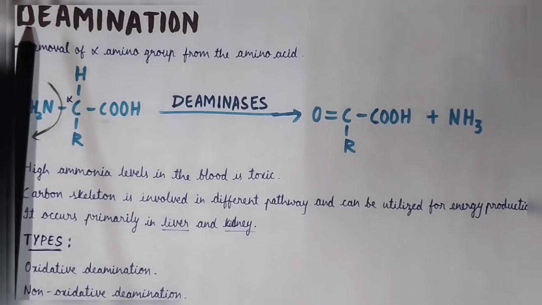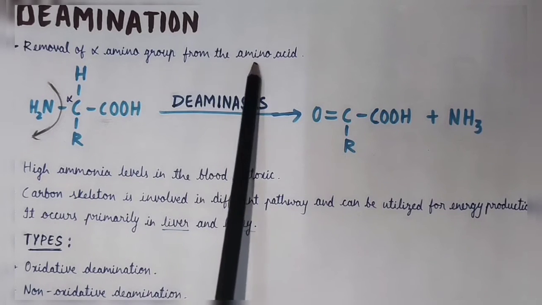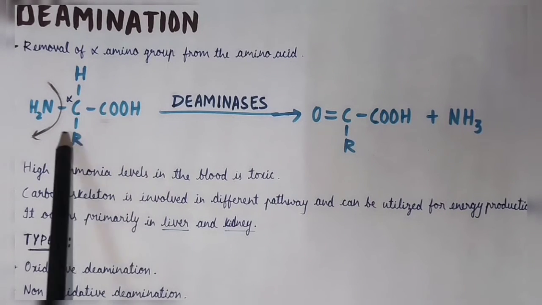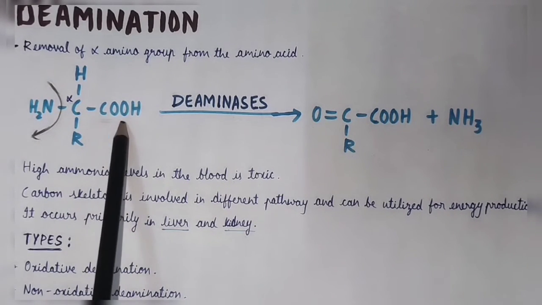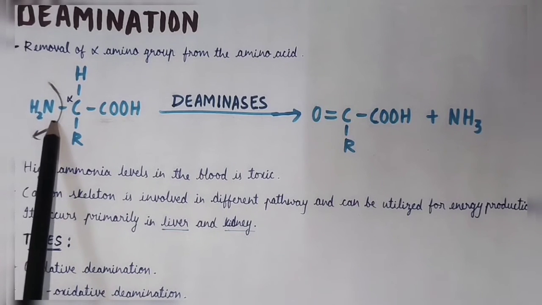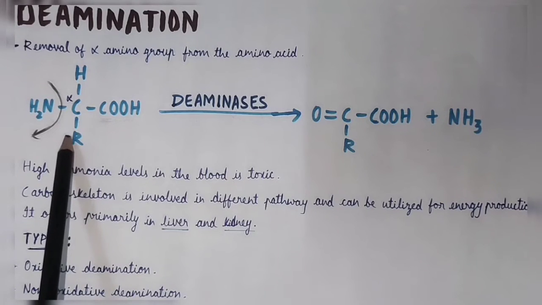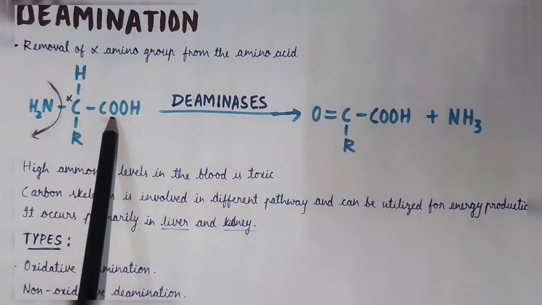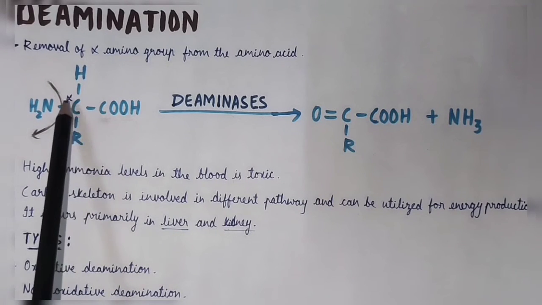Deamination. It is the removal of alpha amino group from the amino acid. This is the basic structure of amino acid. This is the carboxyl end, also called C-terminal, and this is the N-terminal, the amine end. R represents the side chain. The carbon which lies next to the carboxyl carbon is called the alpha carbon.